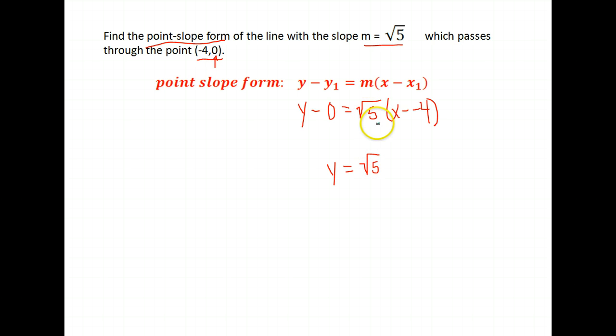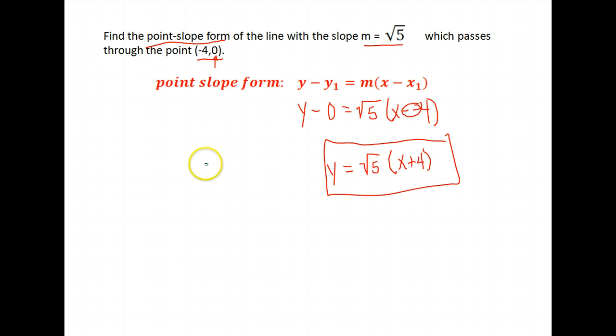Square root 5, we're just going to leave it as the square root of 5. That's better than finding the decimal and rounding. We want the exact answer. And here again we had minus a negative, which becomes a plus. So we have y equals the square root of 5 times x plus 4. You may see it written as y minus 0. It really just depends on the text and what their preference is.